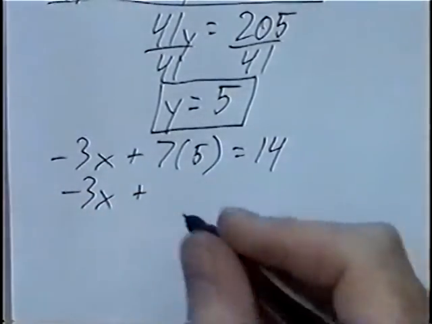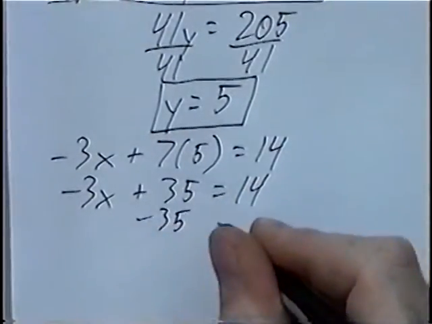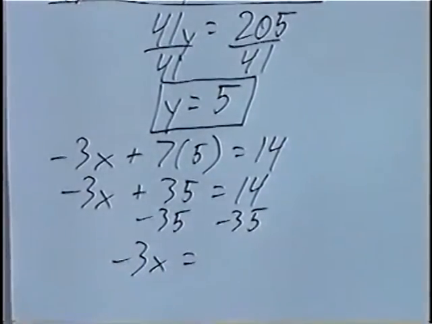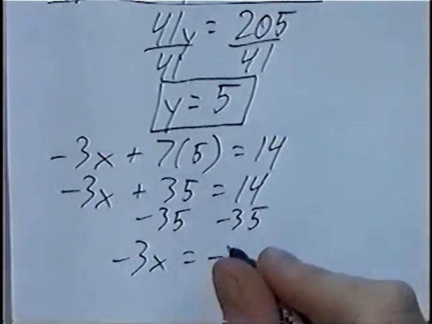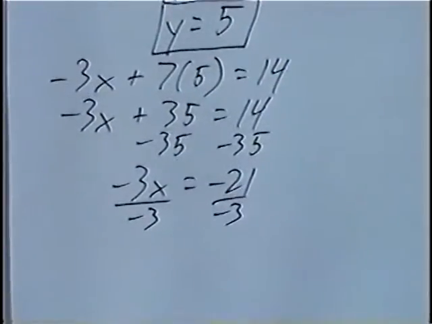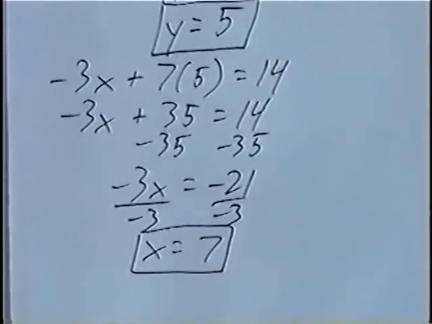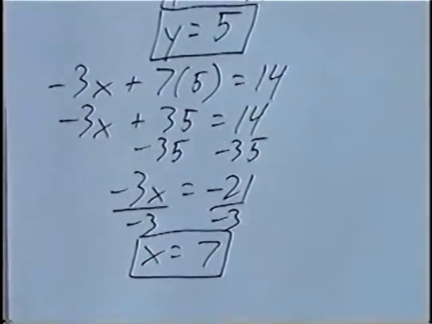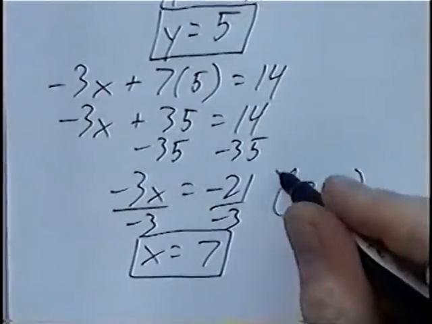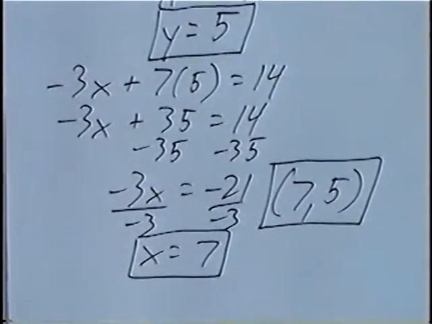Simplifying, we have negative 3x plus 35 equals 14. Subtracting 35 on both sides, negative 3x equals negative 21, divide by negative 3, and x equals 7. So our two answers, x equals 7 and y equals 5. And again, we can write that as a point x comma y, which is 7 comma 5, which again is the point that these two lines would cross on an xy graph.